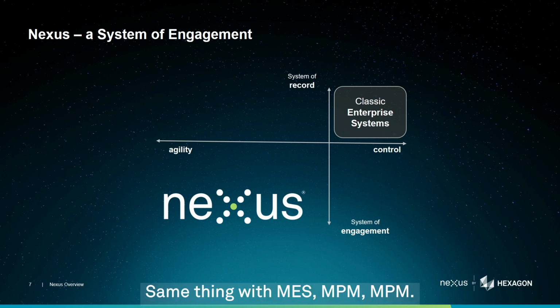Same thing with MES, same thing with the ERP. These systems have been designed to do their job. They will continue to do their job.